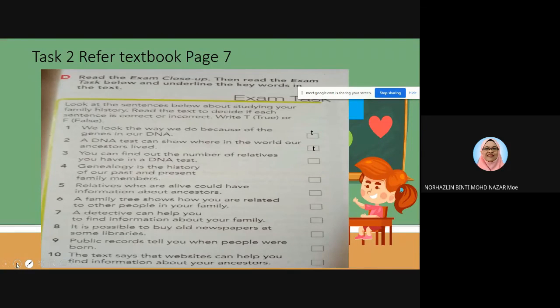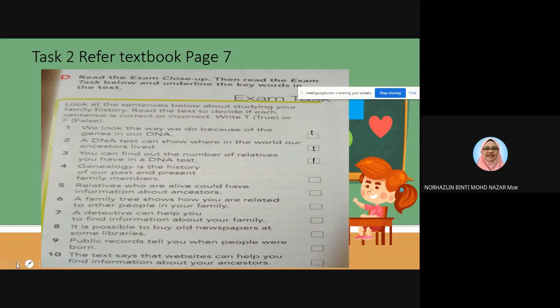No books, no new books, don't worry, use test pad. But once you get your book, tolong tampal. Please lah, please paste those paper into the exercise books, okay. For now, tak ada, tak apa, use test pad.